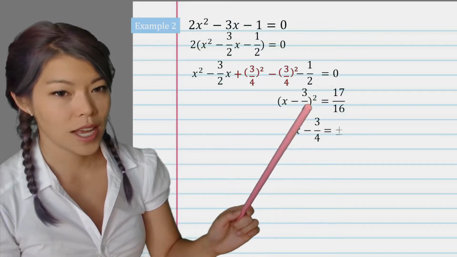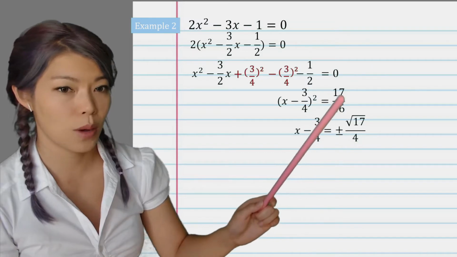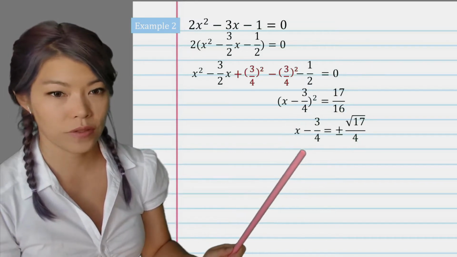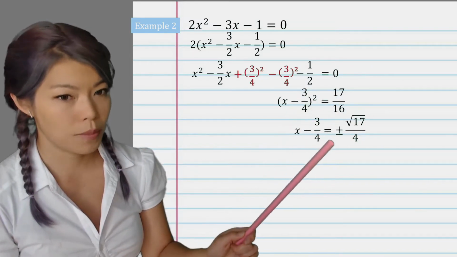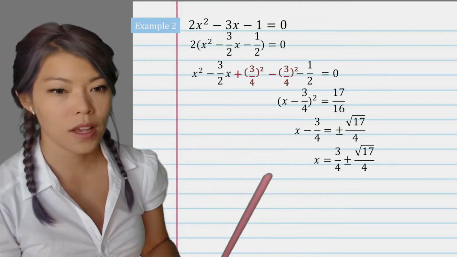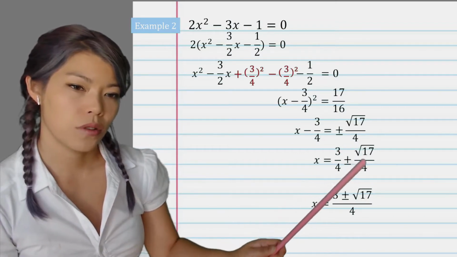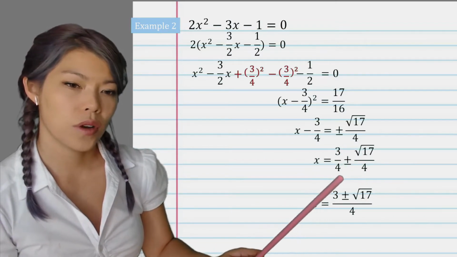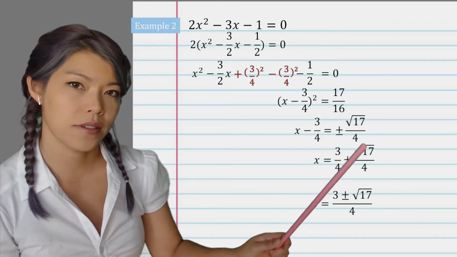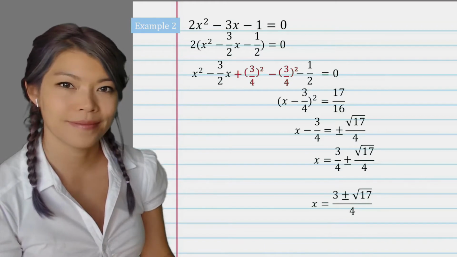Now square rooting that. The square root of 16 is 4, so we can leave it as that. At the top, we can just leave it as square root of 17, and don't forget the plus or minus. Now bring the 3/4 to the other side, it becomes positive. So our answers are positive 3 over 4 plus square root of 17 over 4, or 3 over 4 minus square root of 17 over 4. Or you can join them together and write it like so.